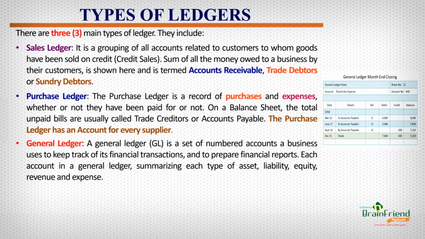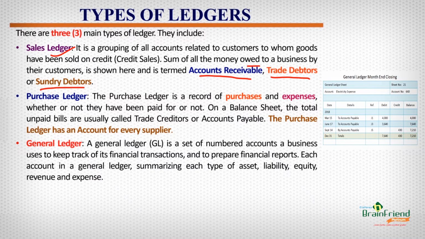Now, what are the types of ledgers? There are basically three types of ledgers we will consider in this class. The first of them is the sales ledger. It is a group of all accounts related to customers to whom goods have been sold on credit. That means the customers did not pay, but goods have been given to them on credit. So you capture that in your sales ledger. The sum of all the money owed to the business by their customers is shown here, and it is termed accounts receivable, trade debtors, or sundry debtors.